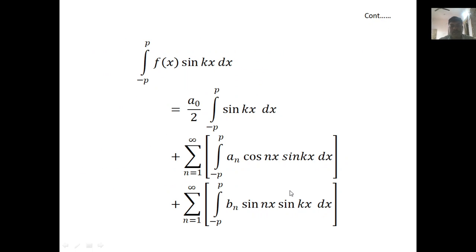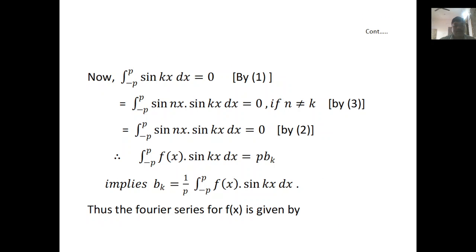So we get this one. Here we have to multiply by sin kx, so this is by using result 1. Next we have the integration of minus p to p sin nx sin kx dx is equal to 0 by using result 3, and this is by using result 2.